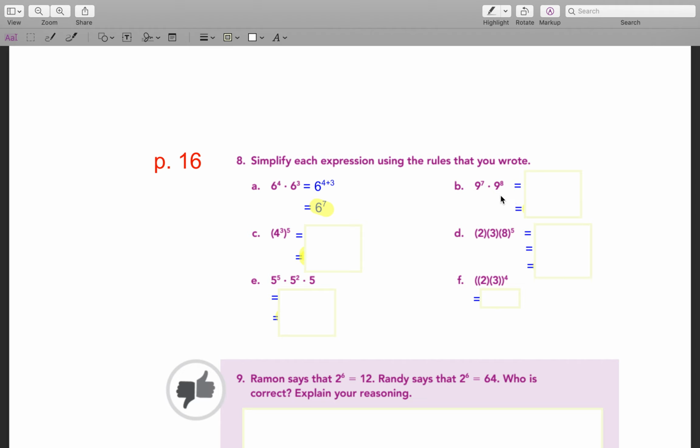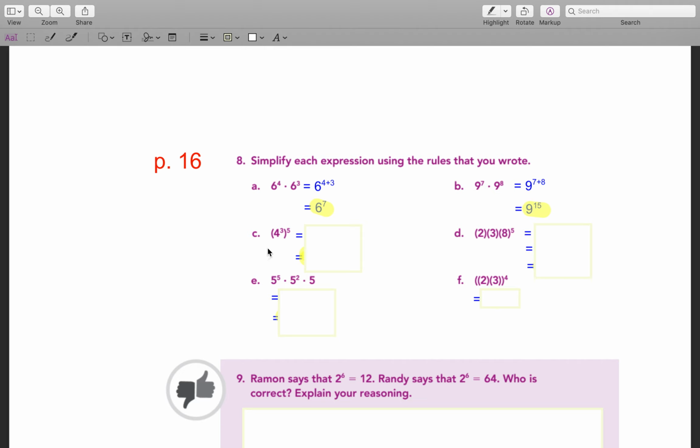Same thing for B. We have 9 to the 7th power times 9 to the 8th power. So keep the same base. We add the exponents. So it's going to be 9 to the 7th plus 8. 7 plus 8 is 15. So the answer is 9 to the 15th power.